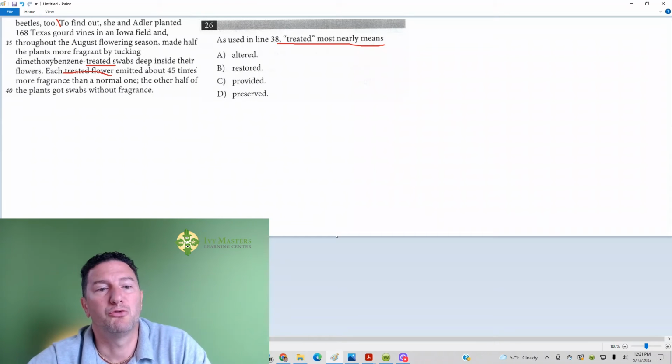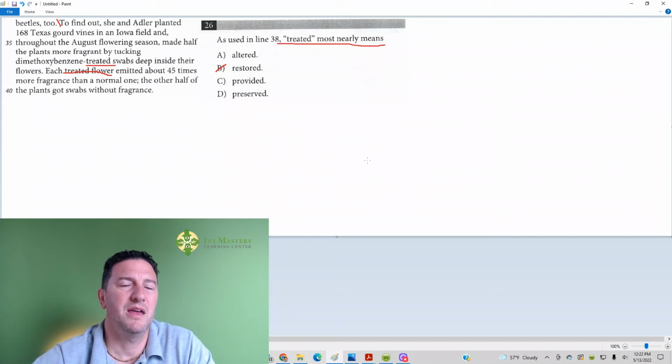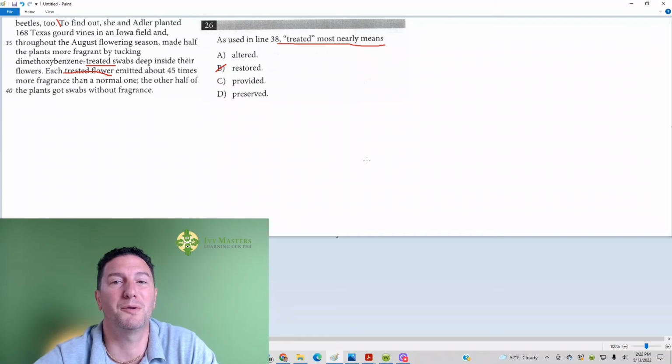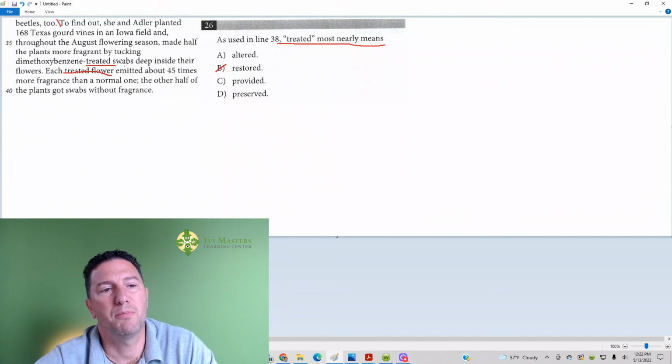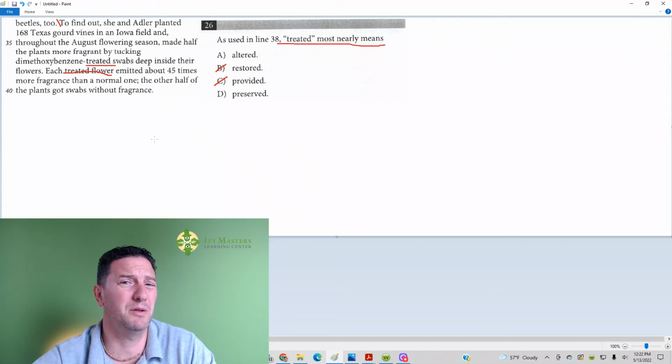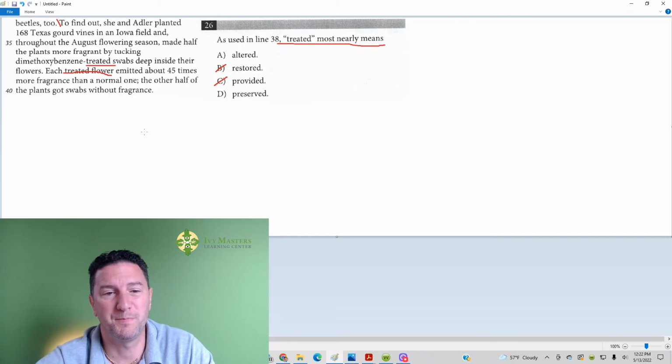Dimethoxybenzene restored swabs. That's not going to be correct, because what that implies is that they had amped up the methoxybenzene before and then they lost it. Now they're giving it back again. It's not restored. The methoxy provided swabs deep inside. Each provided flower. If you're providing a flower, then maybe you're giving a flower to someone. And then we've got dimethoxybenzene preserved swabs, and each preserved flower.